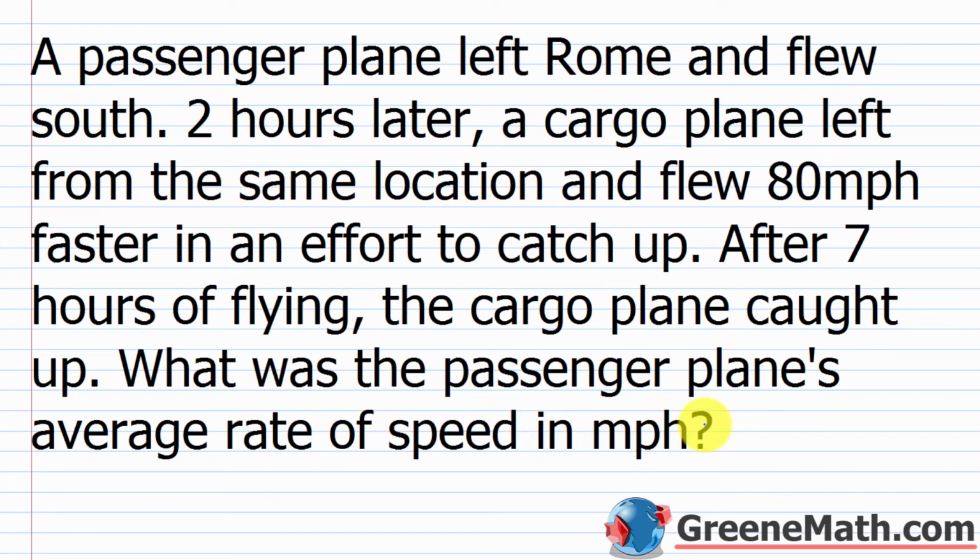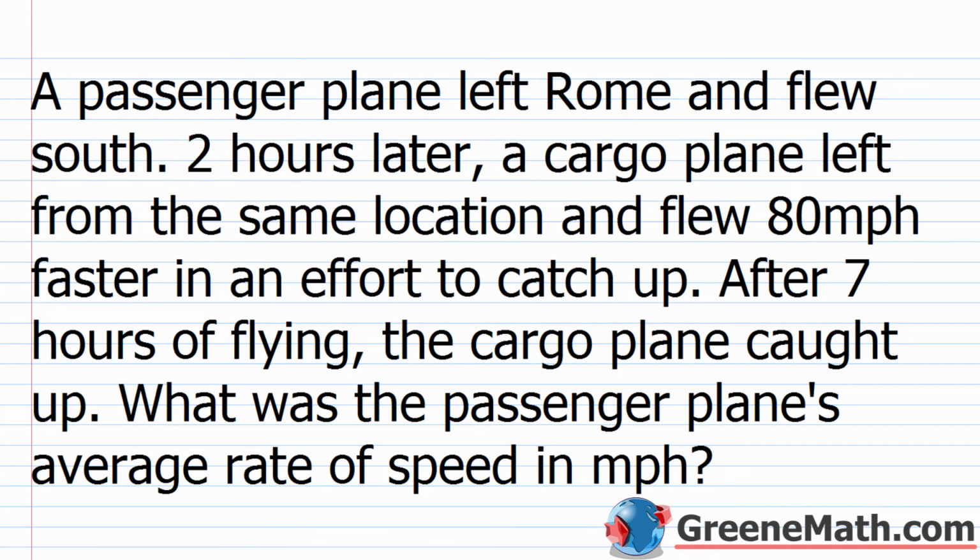So for this one, again, we're going to use our distance formula. So distance is equal to rate of speed times time traveled. Okay, this is abbreviated with D equals R times T. Very common formula, very common type of problem. So the first thing we want to do, again, let's go back up. We understand that the question here is, what was the passenger plane's average rate of speed in miles per hour?